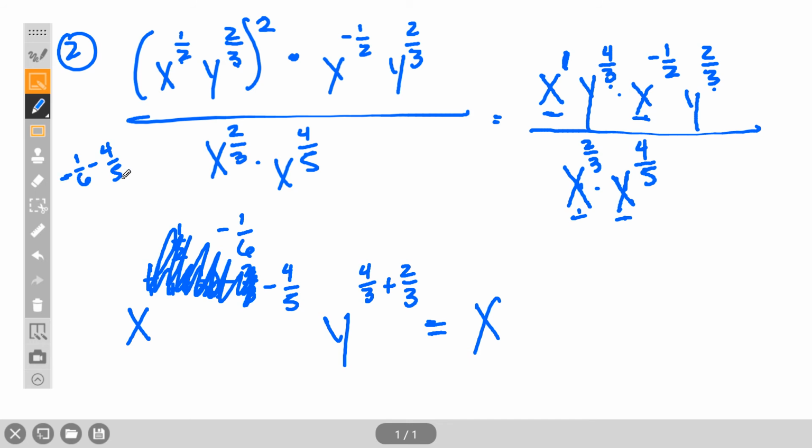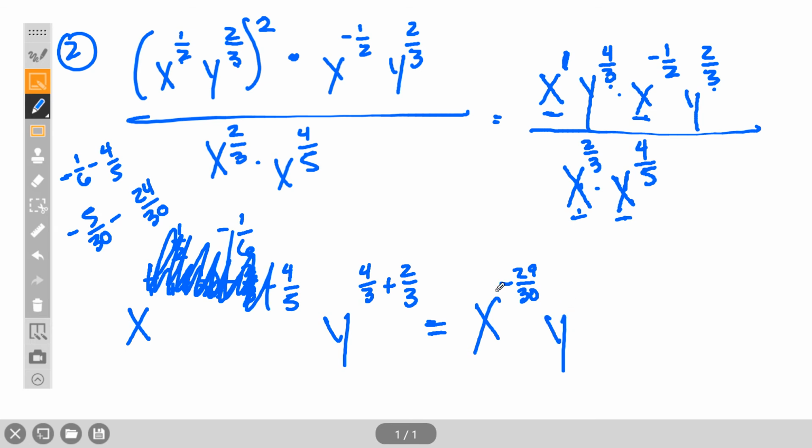Would need a common denominator of 30. So negative 5/30 minus 24/30. Negative 5 minus 24, so that's negative 29/30. So all of those add together to give me negative 29/30. And that is for the x's.